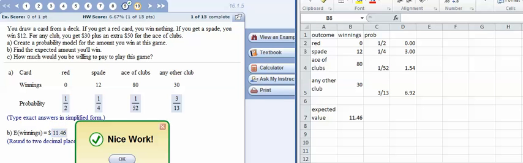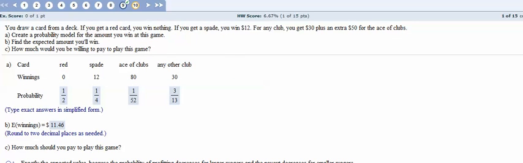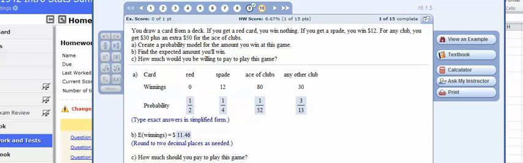All right, and then we'll continue, and it says how much, oh, you can't see it. Let's see if I can get it to fit in here. Well, anyway, it says how much would you be willing to pay to play this game? You wouldn't want to pay more than the expected value, because this is, in the long run, how much you can win at this game. So it says no more than the expected value is what you would be willing to risk. Okay? All right. Hope that helps.